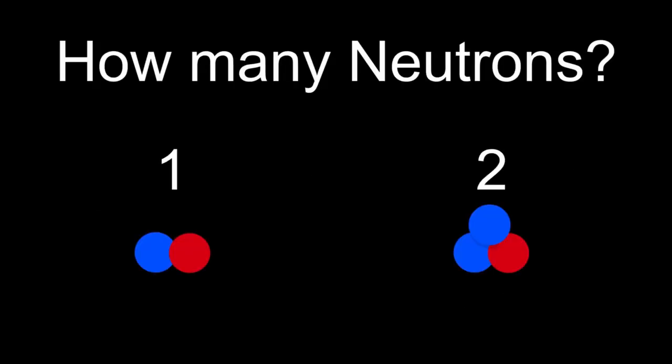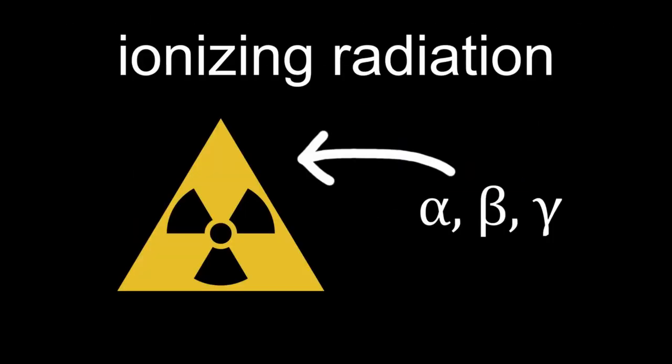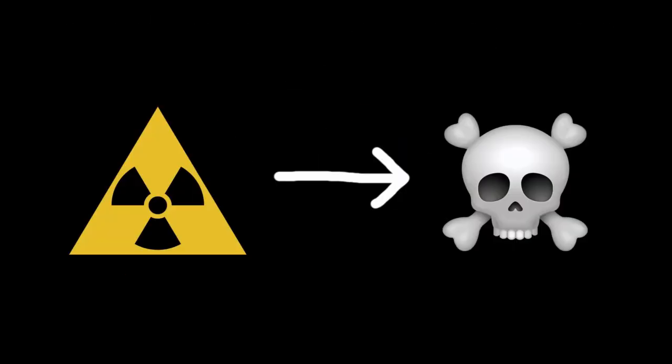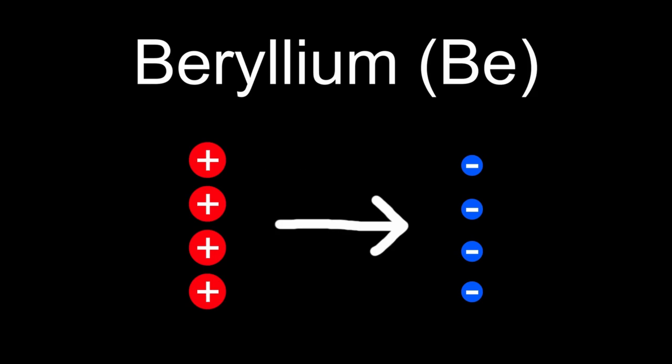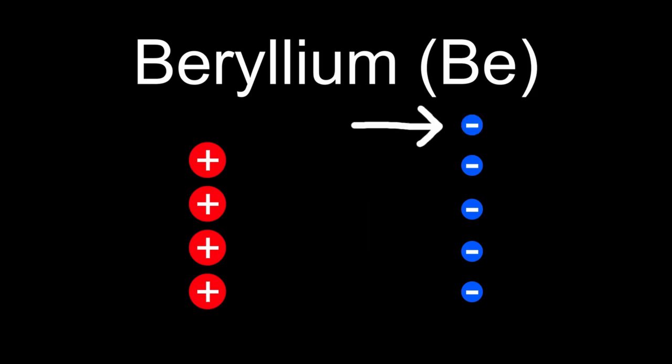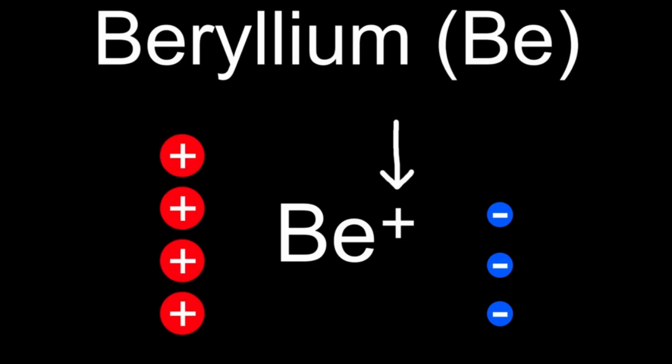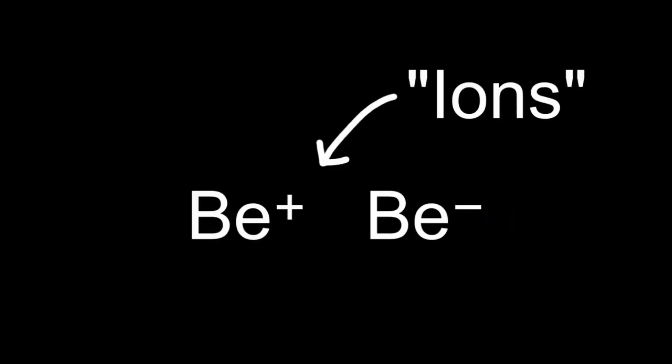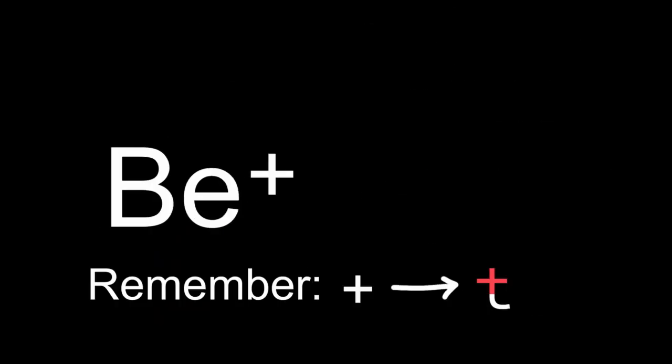Depending on the number of neutrons in the core, you get different isotopes of the same element, most of which are pretty unstable and fall apart, releasing ionizing radiation. Fun fact, that stuff will kill you. If an atom has the same amount of electrons as protons, it has no charge. If it has more, it has a negative charge, and if it has less, it has a positive charge. Charged atoms are called ions. Negative ions are anions, and positive ions are cations.